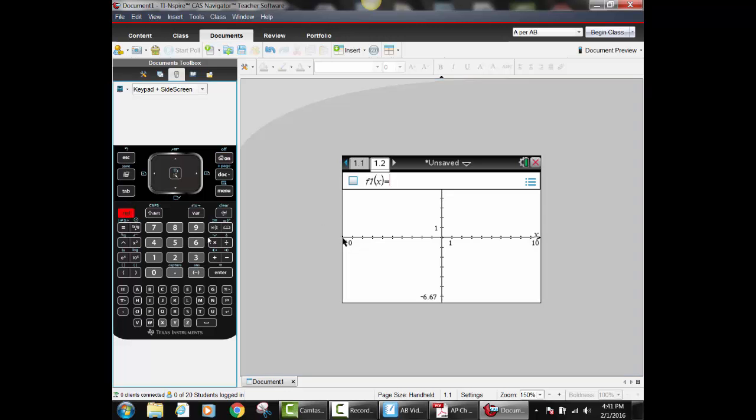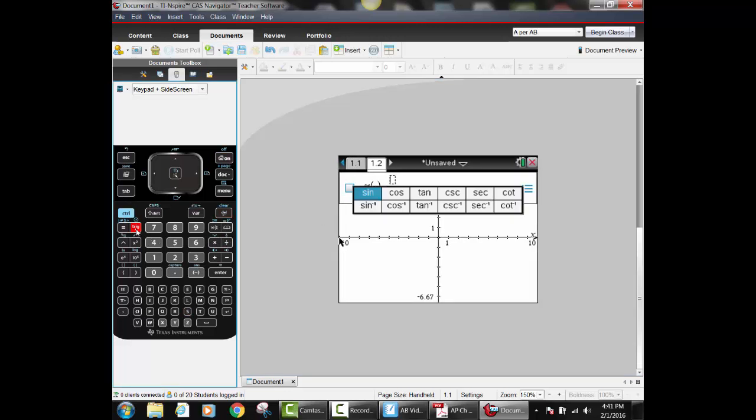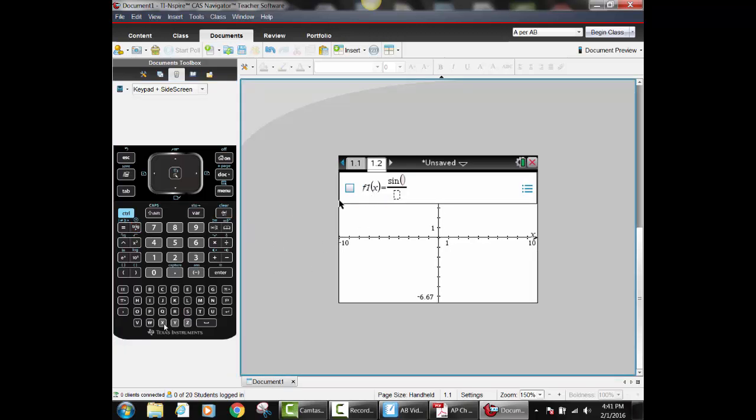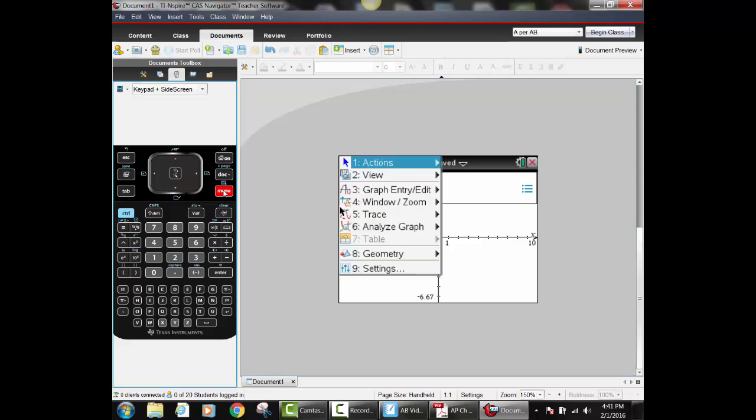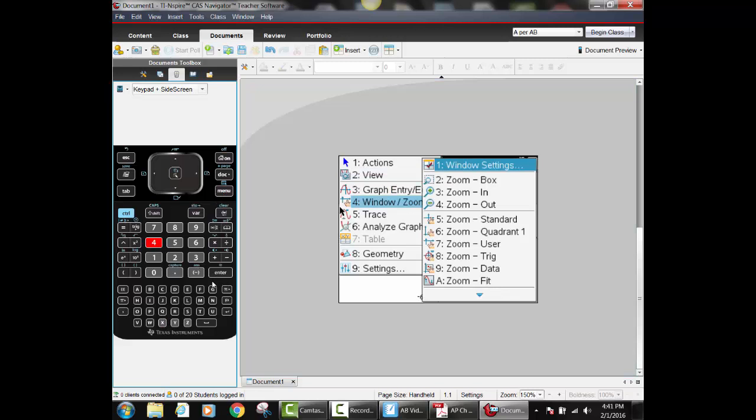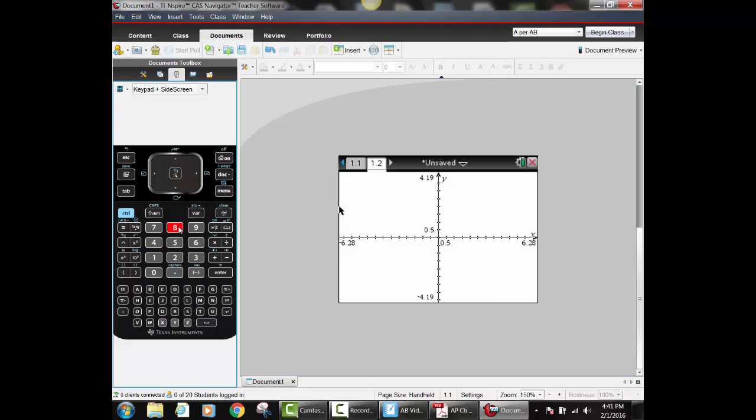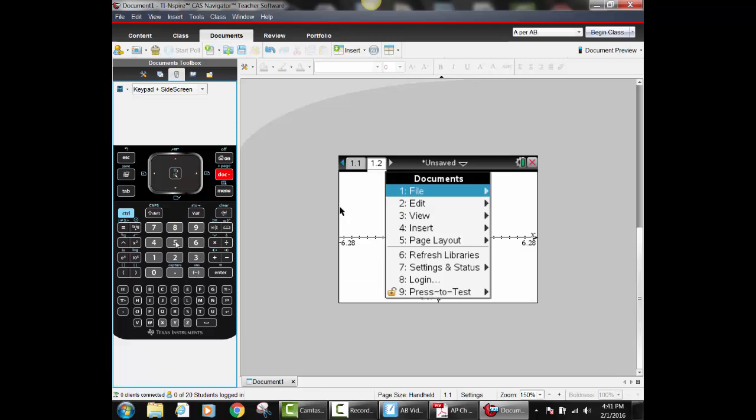So I'm going to do the fraction, sine, actually, let me just use their sine, of x over x. Now this is a trig function, so I'm going to do a menu 4, and I'm going to do a zoom 8. So just press the number 8. Oh, that didn't work so well, and that's because I'm in the wrong mode.